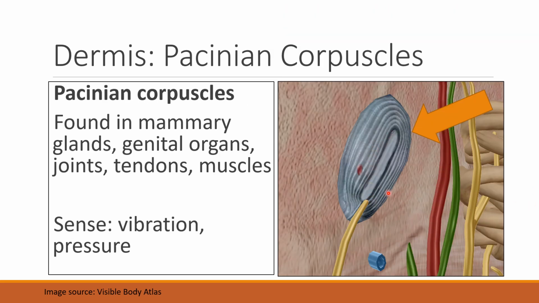Here's another view of the Pacinian corpuscle. This is trying to be a little three-dimensional from Visible Body. But where are these located? Various areas: mammary glands, genital organs, joints, tendons, and muscles, in addition to the dermis. And what do they sense? Vibration and pressure. The Pacinian corpuscles: vibration and pressure. When I look at this, the way it's all wrapped up and coiled, I can imagine vibrations going through this structure. When I see that, it makes me think vibrations. Pacinian corpuscles, important for you to know.